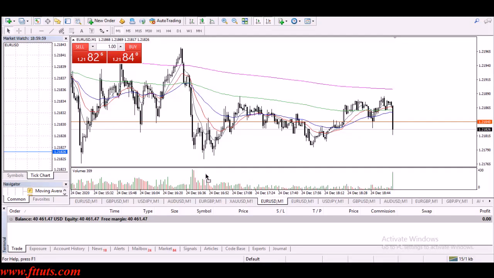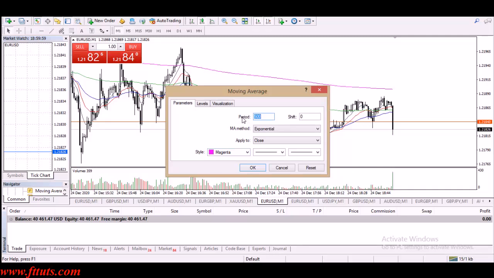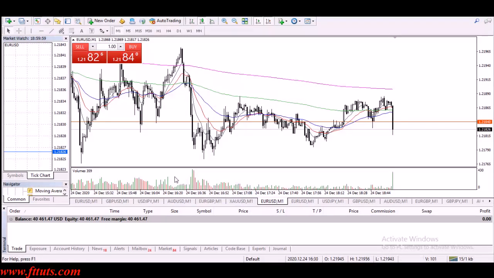When you drag it here, you release the mouse and this window opens automatically. You select 20, exponential, close, choose the color that you want. I choose a red one. Okay. We've made a mistake. We did not apply to. Okay, I will repeat.